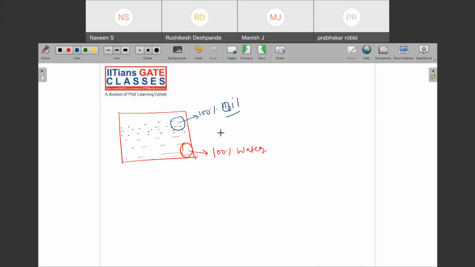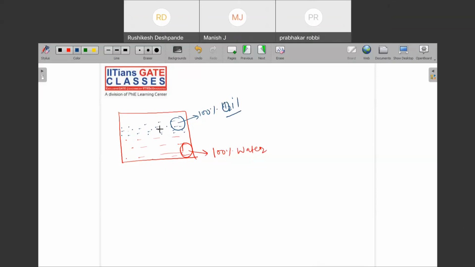So can I say that this is not a pure substance? Why? Because somewhere I have 100% of water and somewhere I have 100% of oil. That means this is not homogeneous composition. Homogeneous means that I am getting the same composition throughout that particular system, but here we can see that it has not followed that way. So this is not a pure substance.